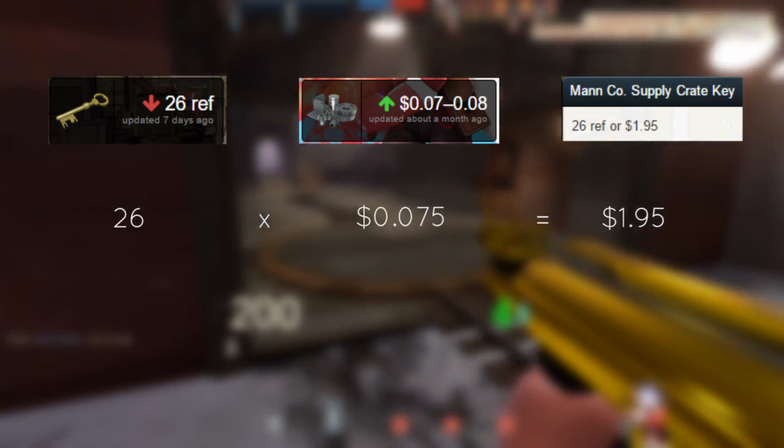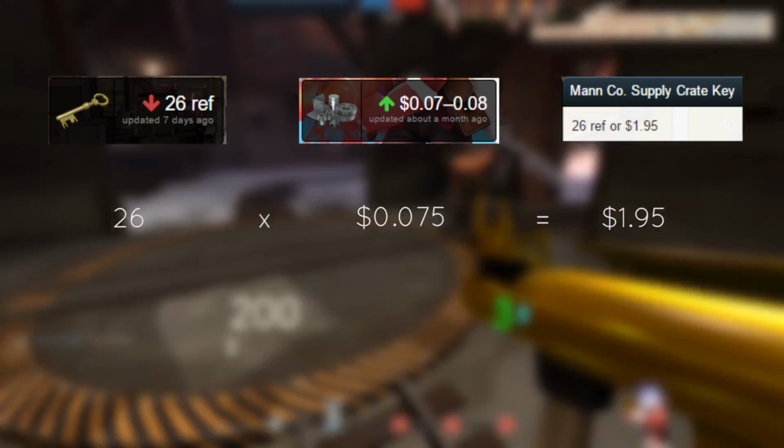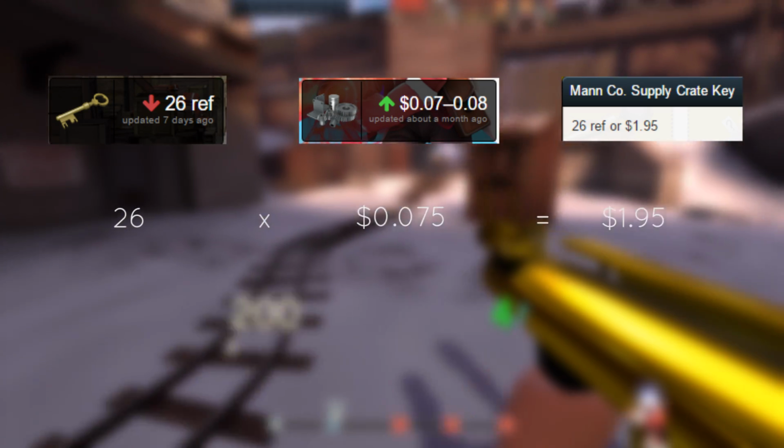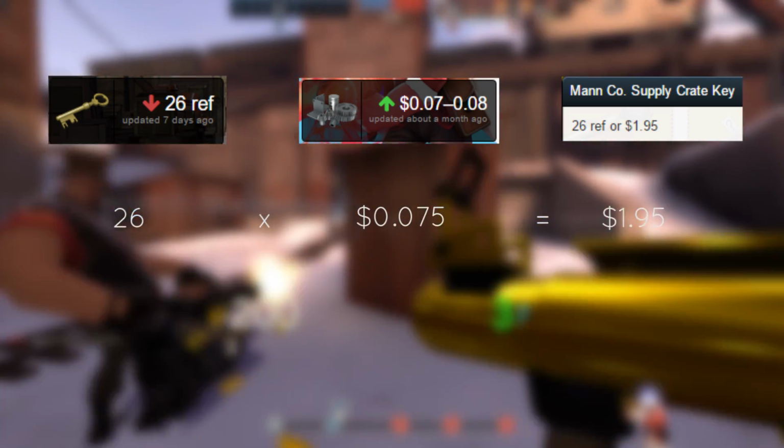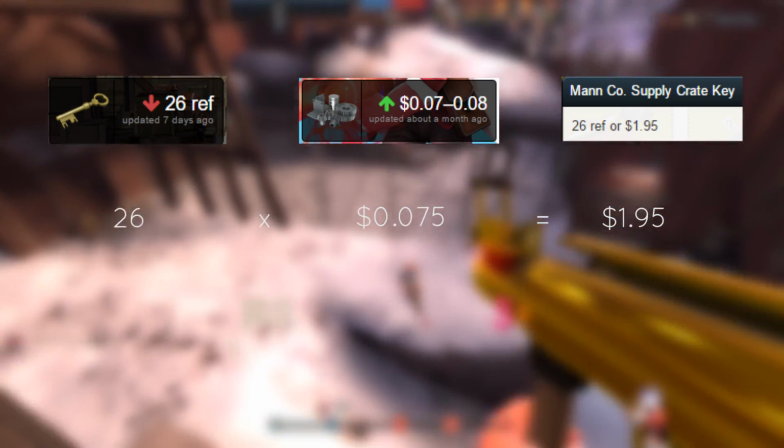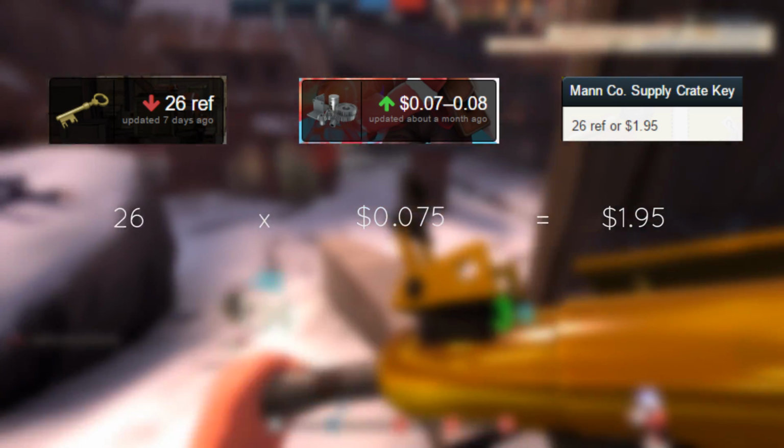$1.95? Your gut feeling should be that this makes no sense and I didn't intend that pun. Like I enumerated in my last video, keys are the most stable currency in the entire game, and they definitely should be displaying a value much higher than $1.95.